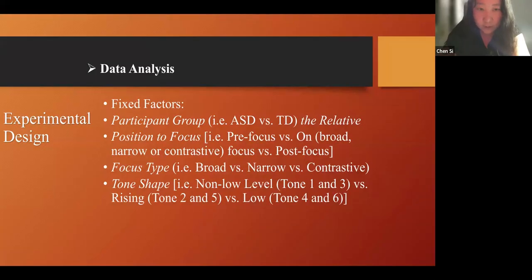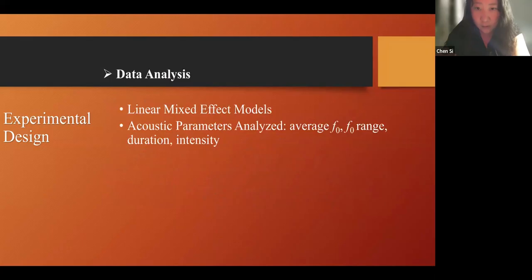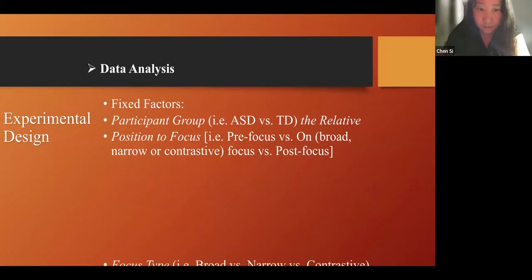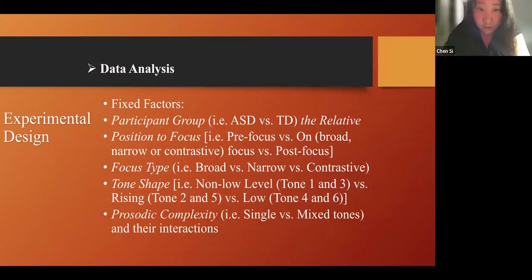Then we try to have the dependent variable inserted, which are the average F0, F0 range, duration, and intensity. So these are the acoustic parameters as the dependent variable. Oh yeah, we also have a prosodic complexity, because we have two conditions. One condition are sentences with the same tone, and the other condition actually has mixed tones.